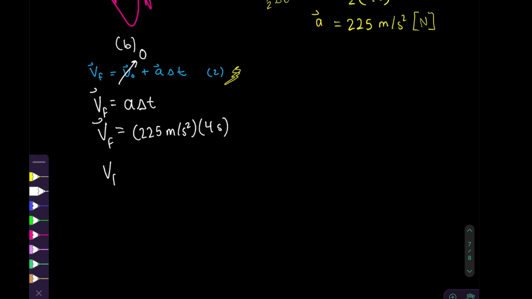So let's calculate this. 900 meters per second. Wow, that's really fast. And we got a positive value, which makes sense because it was moving upwards, and positive is north, so we can write our vector with the north direction.